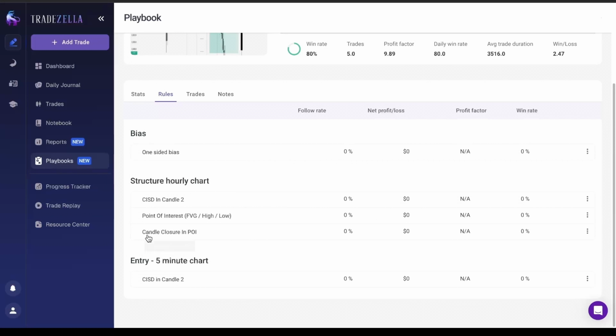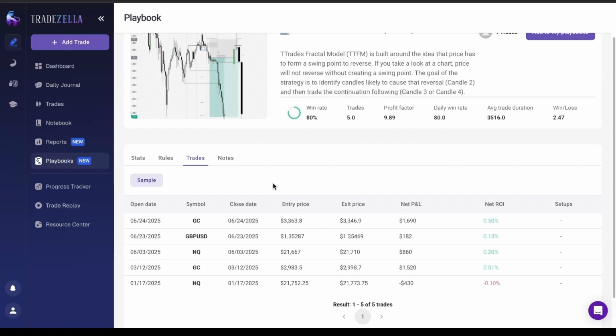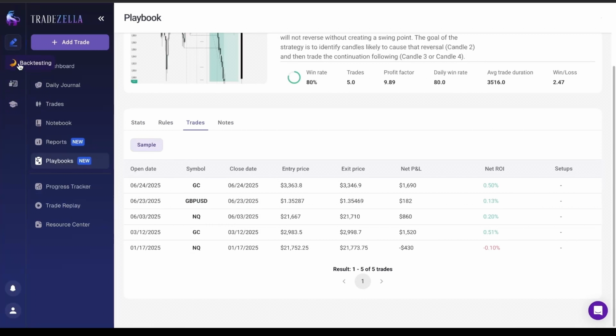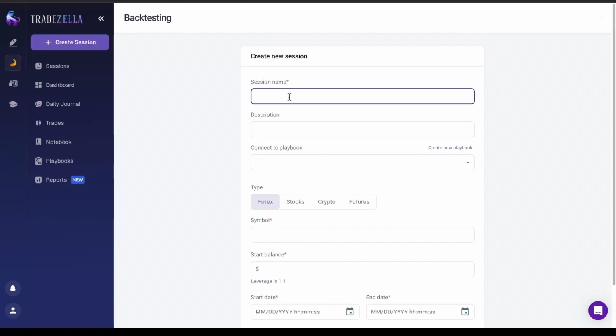With all of that criteria met, then I'll go down to my entry time frame and look for a change in the state of delivery in candle 2. And with that, I can take any entry. So here are the sample trades for this playbook, and we'll go over all of these in this video today. So let's head over to backtesting to go through these trades. We'll go ahead and create a session. Go ahead and name this.